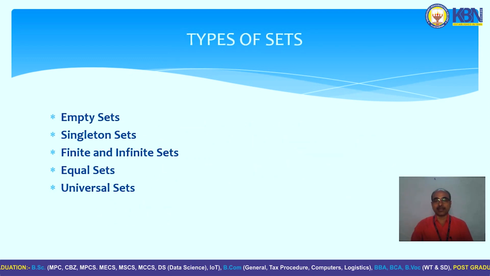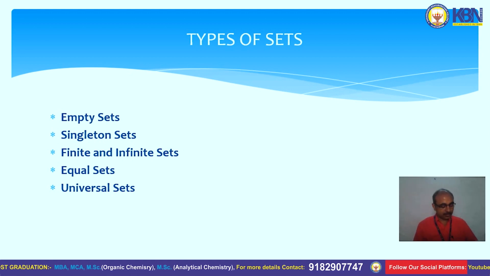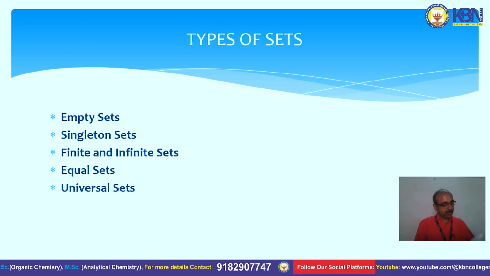Next, coming to types of sets, number 1 is the empty set, where there are no elements or nil elements, then it is called an empty set. That means in that set there are no elements. Second one is the singleton set. If there is only one element in a particular set, the set which has only one element is named as a singleton set.